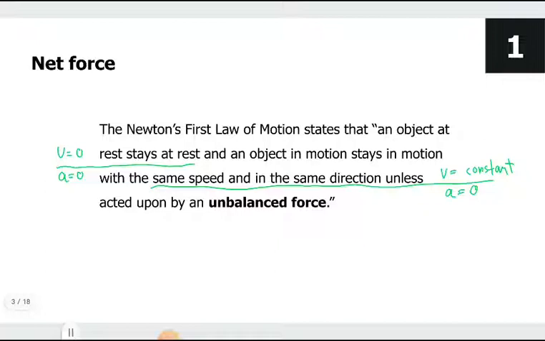So what does it take to accelerate an object? You need an unbalanced force. If you want a body at rest to start moving, you need to give it an unbalanced force. You need to give it a big enough push. If you want an object that is moving at the same speed, let's say 5 meters per second to the east, to speed up or to slow down, you have to give an unbalanced force on that particular object.